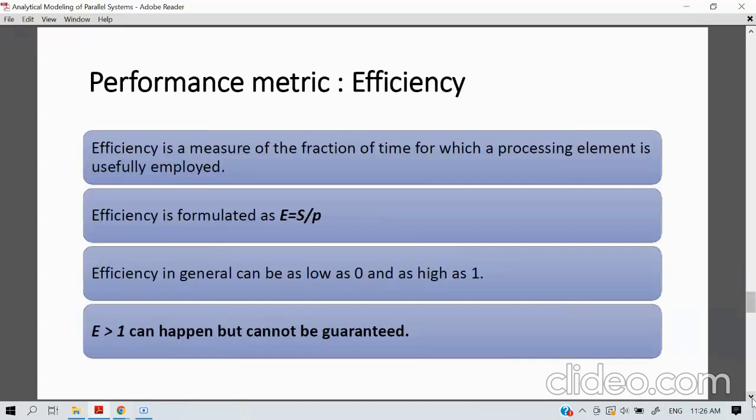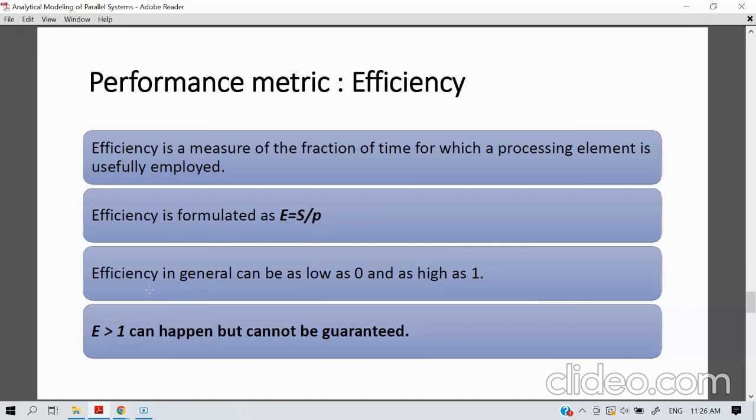Okay, so now we look at the efficiency. Performance measure number 3 is called efficiency. So efficiency is a measure of the fraction of time for which a processing element is usefully employed. So the formula of efficiency, E equals S over P. S is speed up. P is number of processing elements.